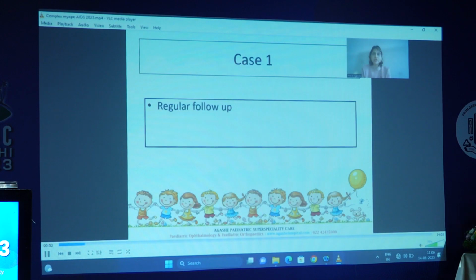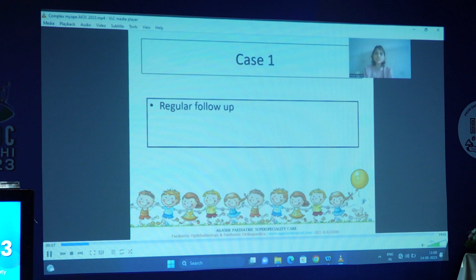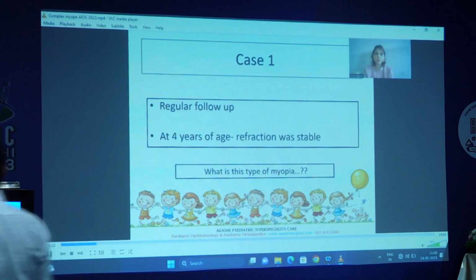The child has been on regular follow-up. The parents were concerned with such high onset of myopia at such a young age and were obviously curious to know if something can be done for the management. So we have just been following up this kid regularly, and the refractive errors have been stable for the last 4 years. So what is this type of myopia?